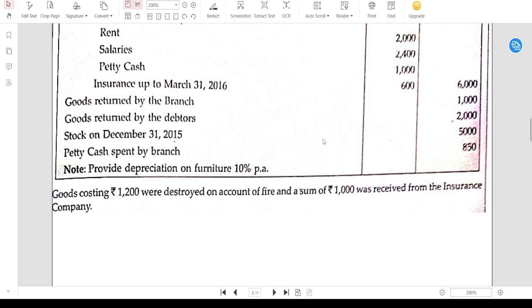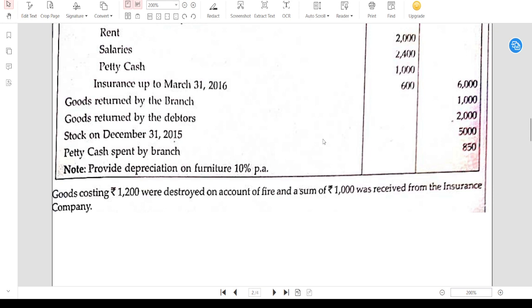So what we discussed, guys? Do you remember? We have already discussed that no such abnormal loss or normal loss entry should be recorded in the branch account. That we have discussed, guys. There is no such abnormal loss or normal loss to be recorded in the account. Only any insurance claim received should be transferred to the HO. Okay, any insurance claim received should be transferred to the HO.